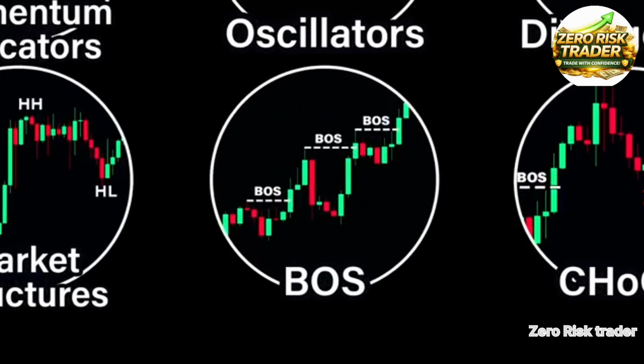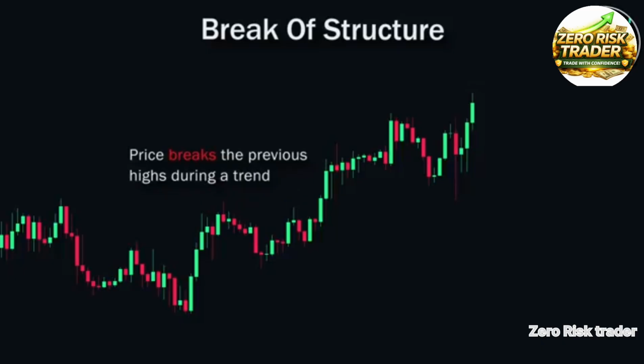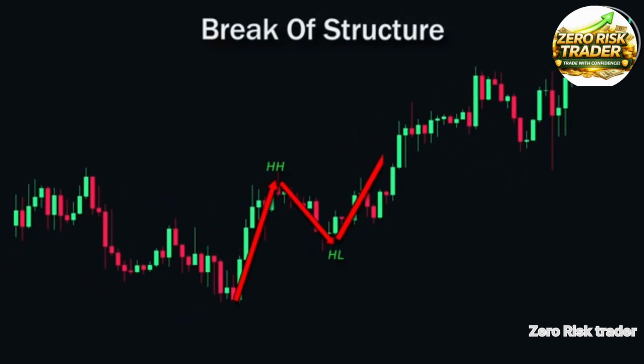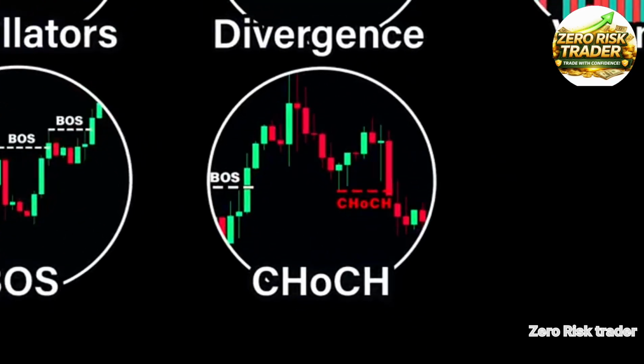Breakout structure. It is when price breaks the previous price peak during a trend. For example, if the price forms higher highs and higher lows, this break of the previous highs is called a breakout structure.